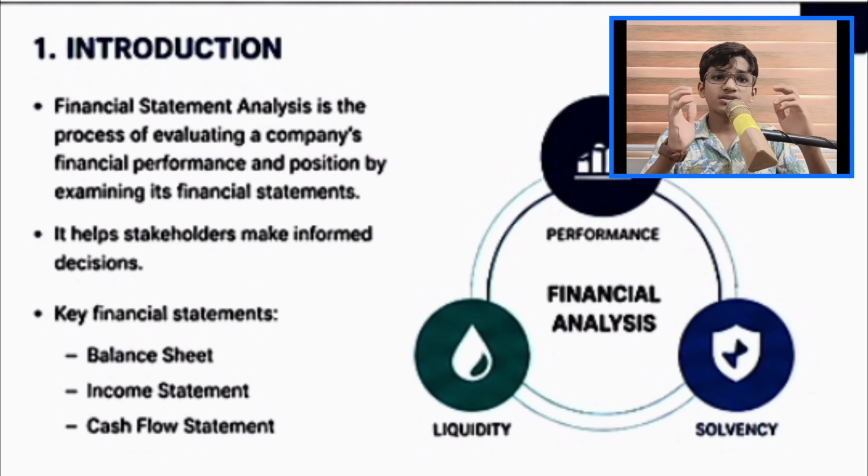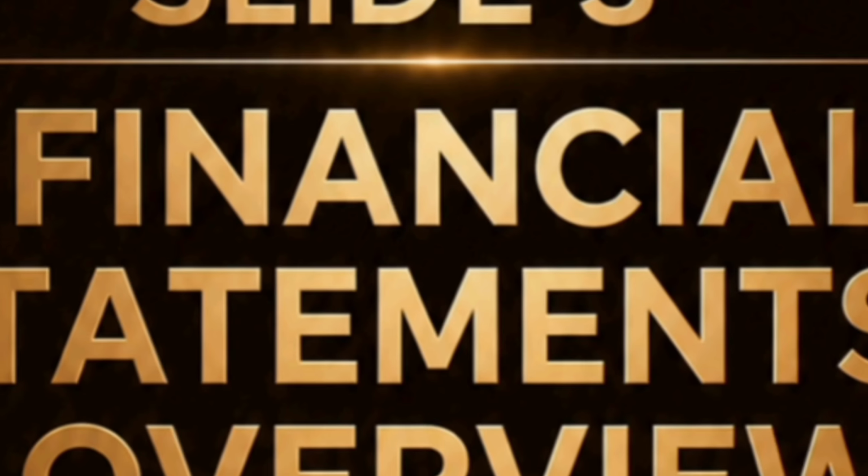When we look at financial analysis, we visualize it as repeating dynamic cycles supported by three main pillars: performance, liquidity, and solvency. We rely on three core interconnected financial statements: the balance sheet, the income statement, and the cash flow statement. Financial statement overview.